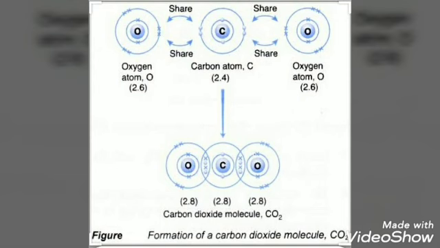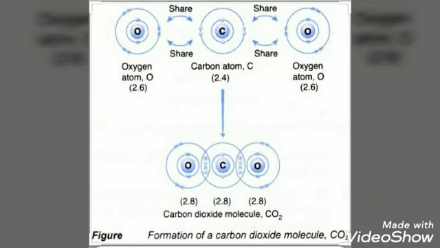Let us take one more example, the formation of carbon dioxide molecule CO2. Carbon dioxide is a covalent compound made up of carbon and oxygen elements. Carbon has 4 valence electrons, so it needs 4 more electrons to achieve the 8 electron inert gas configuration and become stable. Whereas oxygen has 6 valence electrons and it needs 2 more electrons to achieve the 8 electron configuration and become stable.